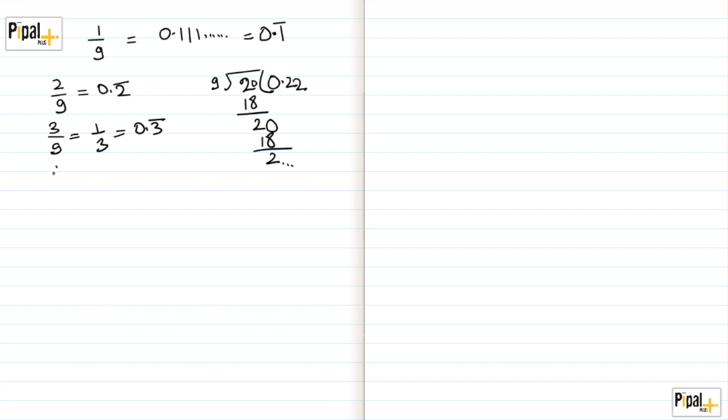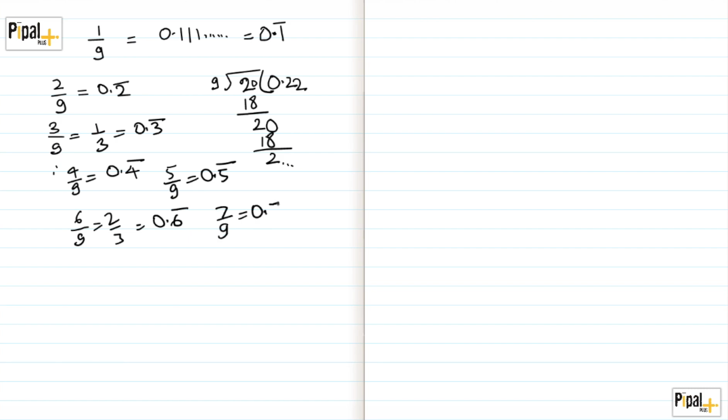Similarly, 3 by 9 we all know is nothing but 1 by 3, and it is 0.3 bar, and by this logic you would notice that 4 by 9 is 0.4 bar, 5 by 9 is 0.5 bar, 6 by 9 is 2 by 3 is 0.6 bar, 7 by 9 is 0.7 bar, and 8 by 9 is 0.8 bar. Now it's interesting to note, by this logic, what can I say about 9 by 9? 9 by 9 should be 0.9 bar, and actually if you continue 0.999 until infinity, you end up with 1.